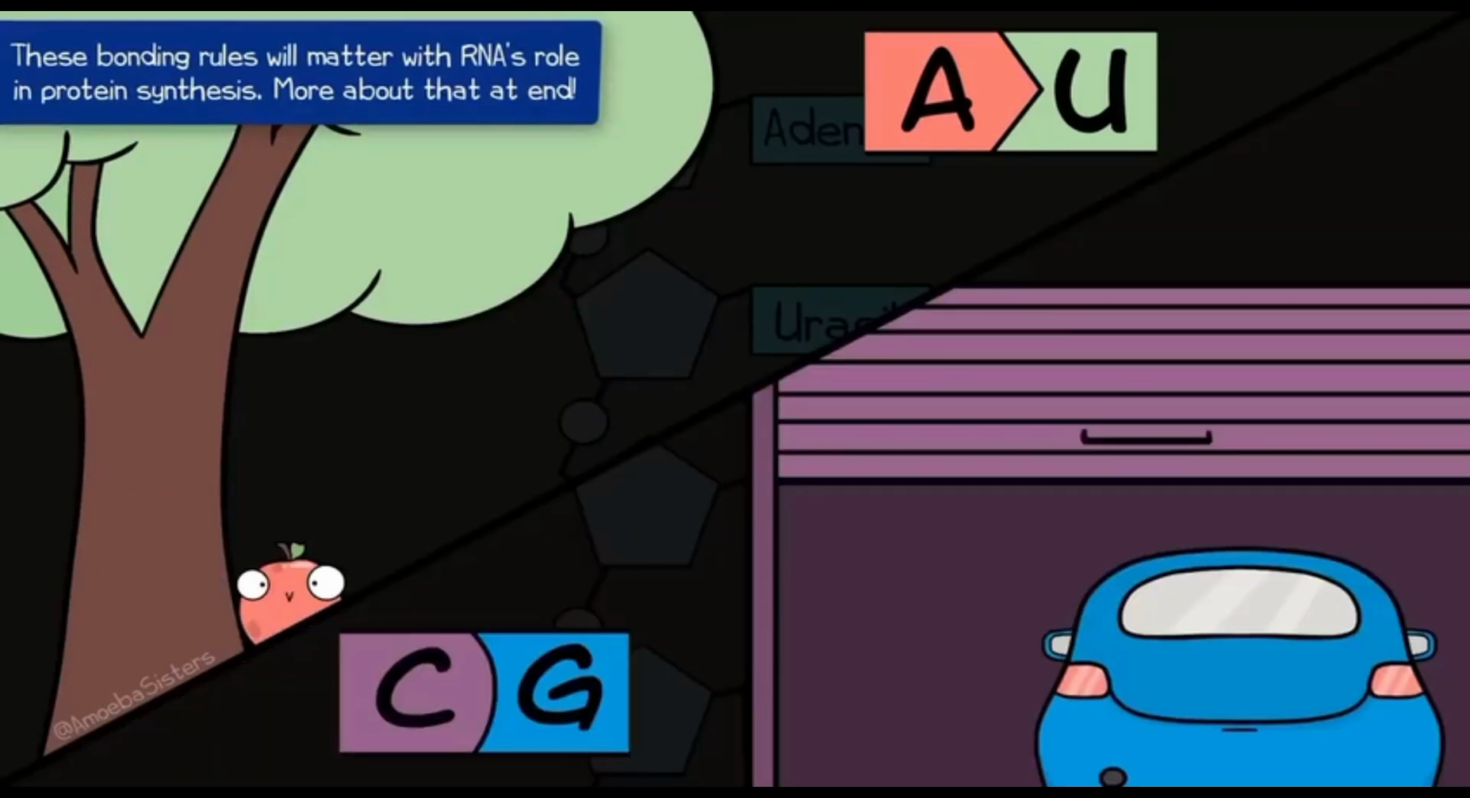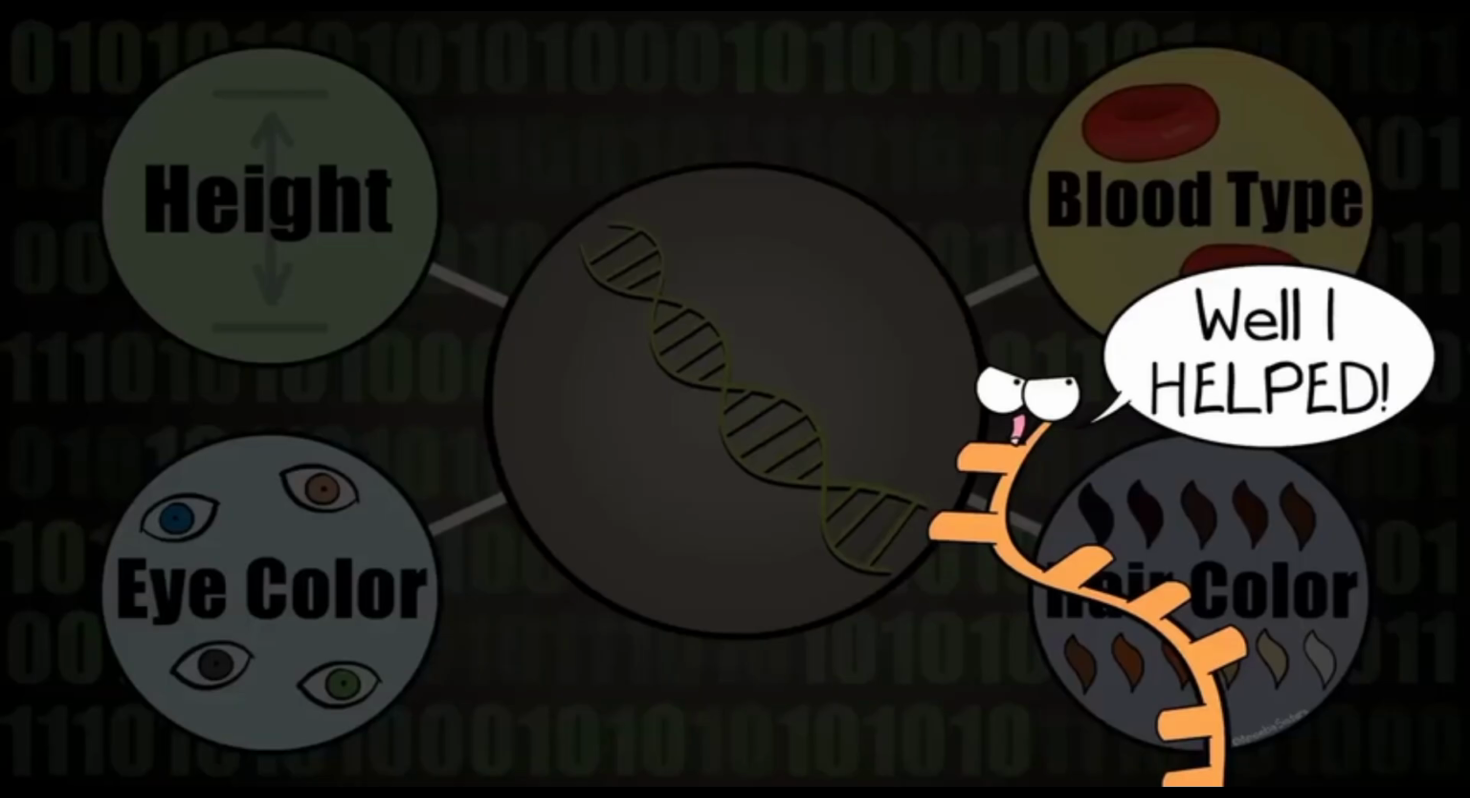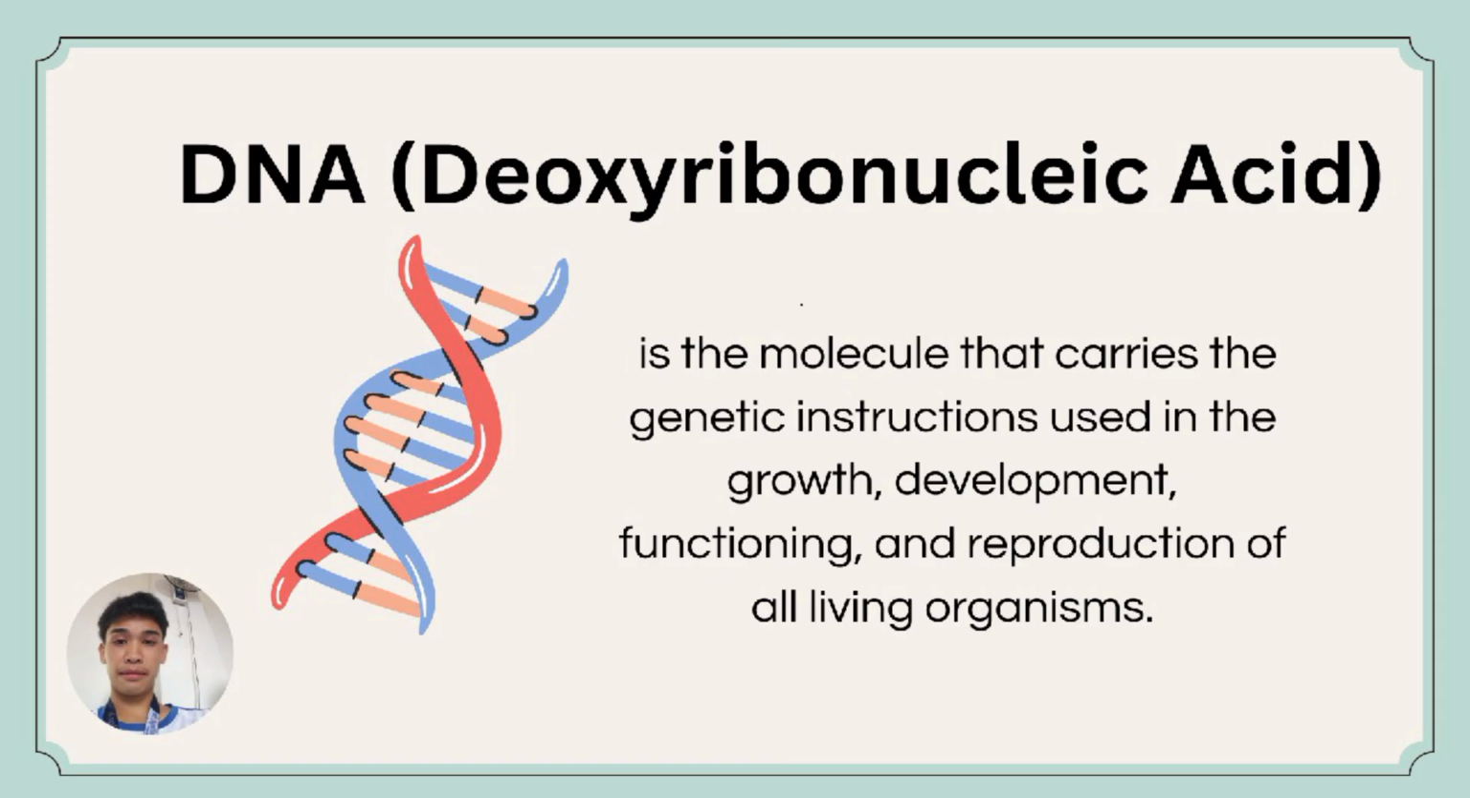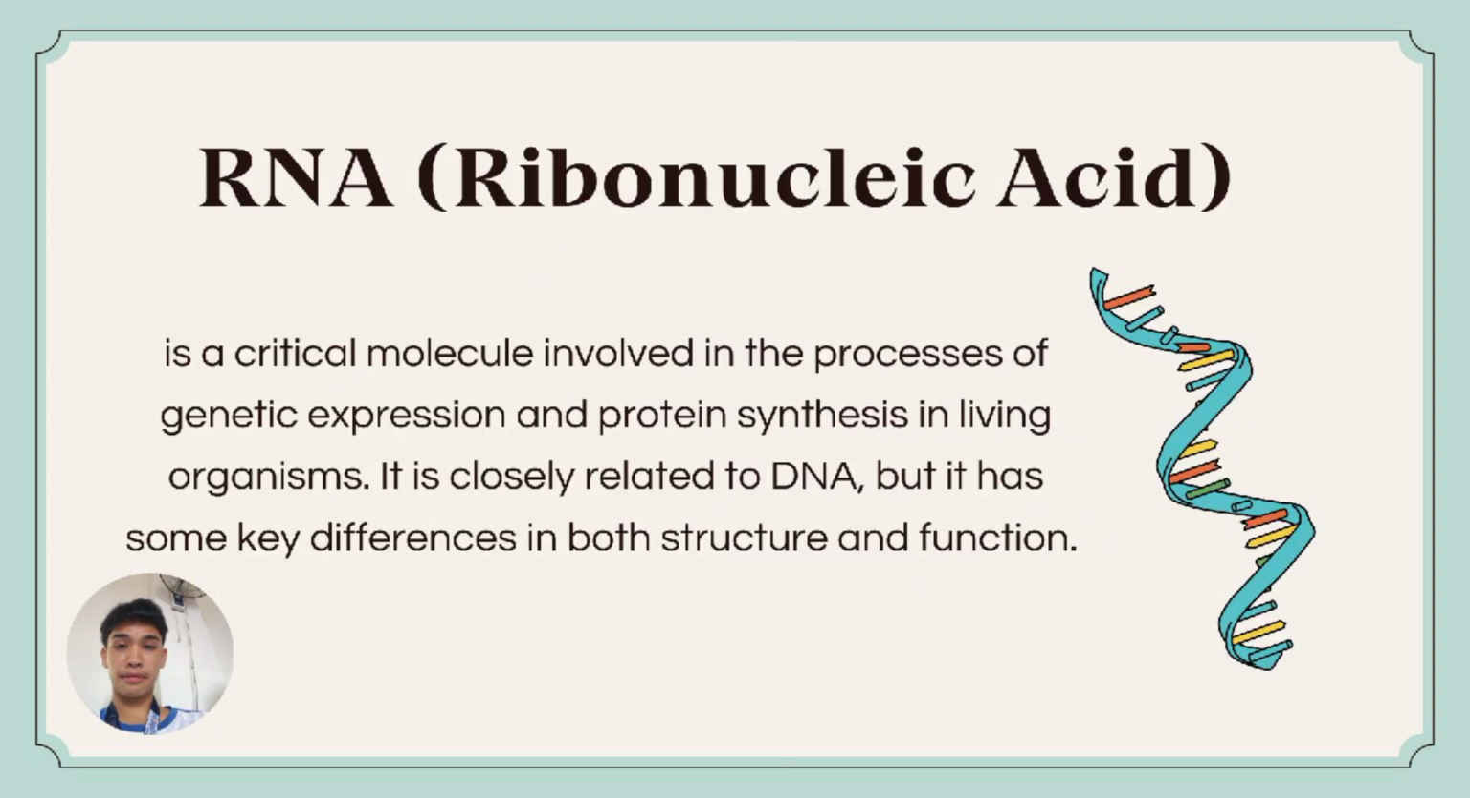We mentioned earlier that DNA codes for your traits, but it couldn't do that without RNA's help. Deoxyribonucleic acid is the molecule that carries the genetic instructions used in the growth, development, functioning, and reproduction of all living organisms. On the other hand, ribonucleic acid is a critical molecule involved in the processes of genetic expression and protein synthesis in living organisms. It is closely related to DNA, but it has some key differences in both structure and function.